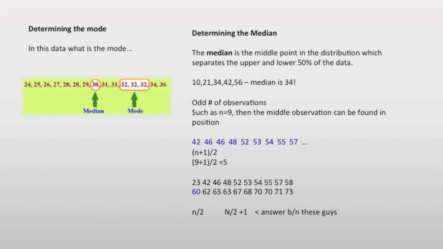So here you see in my example 10, 21, 34, 42, 56, and the median is 34 because it's right in the middle.